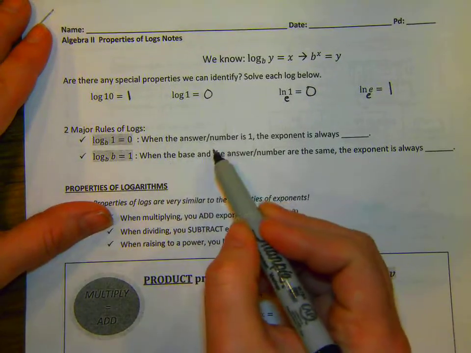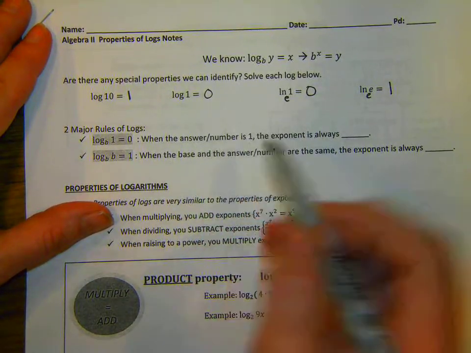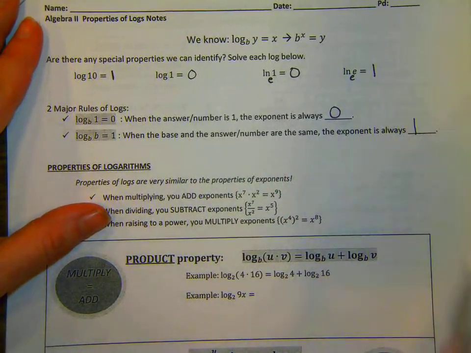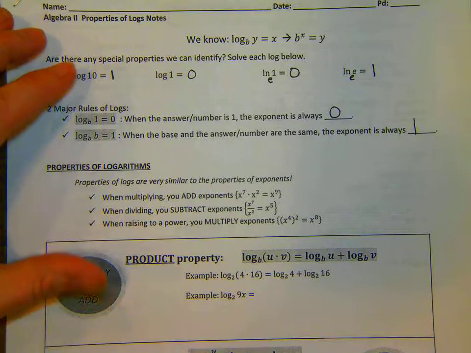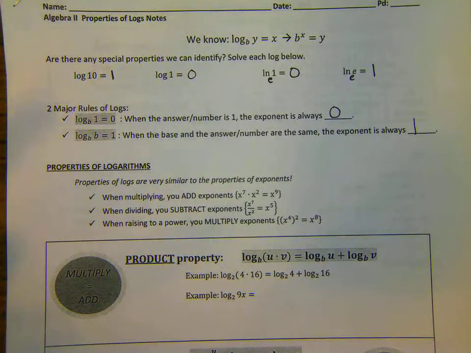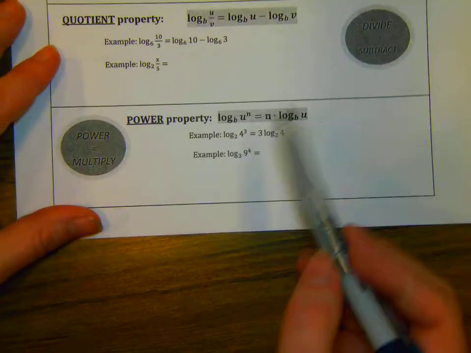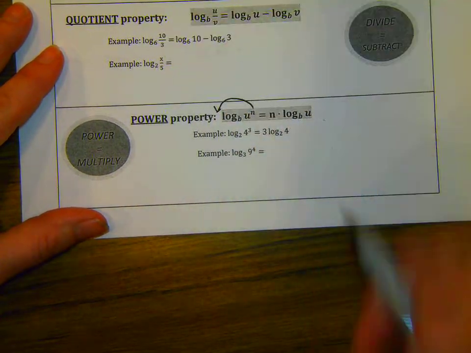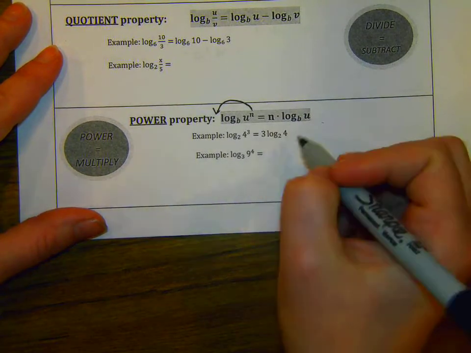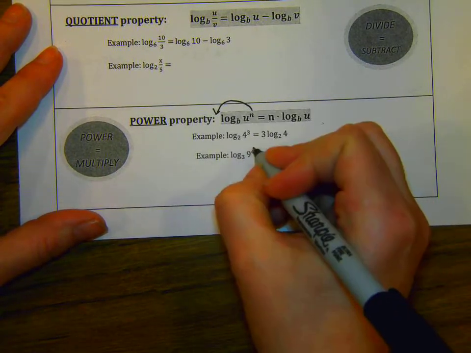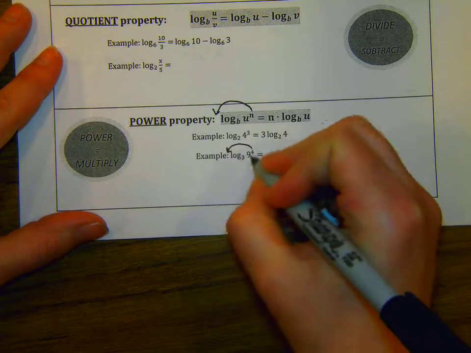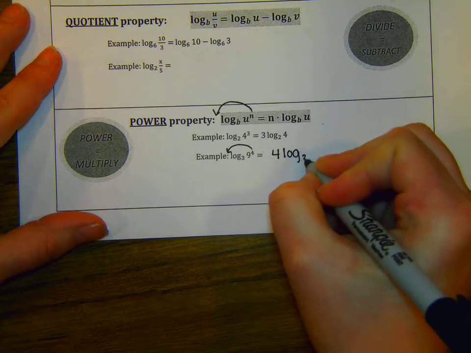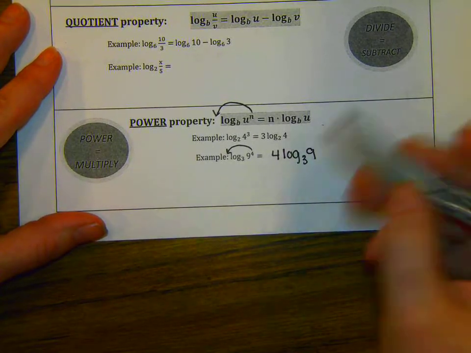So we talked about these. When the number or the answer is 1, the exponent is 0. And when the base and the answer are the same, the exponent's always 1. Now, we've already done the power property, which is similar to the exponents, like we said. The power property is right here, and we talked about using these on equations: you would bring the power to the front and make it a multiplication problem. So in this case, I would bring the 4 to the front, and if I was to rewrite this expression, I would write it as 4 times log base 3 of 9. Okay, so we've done this property.